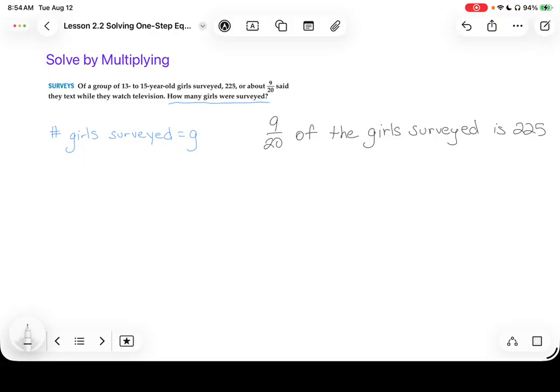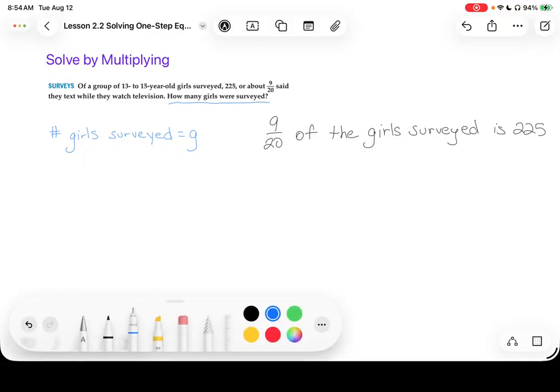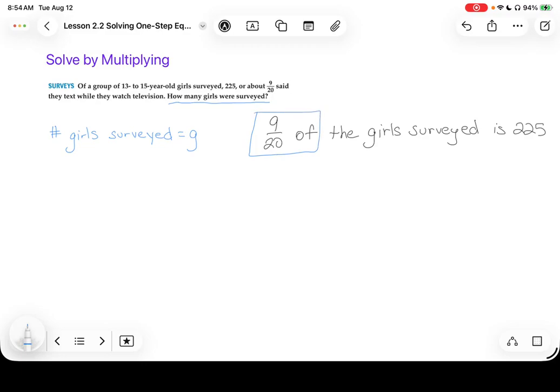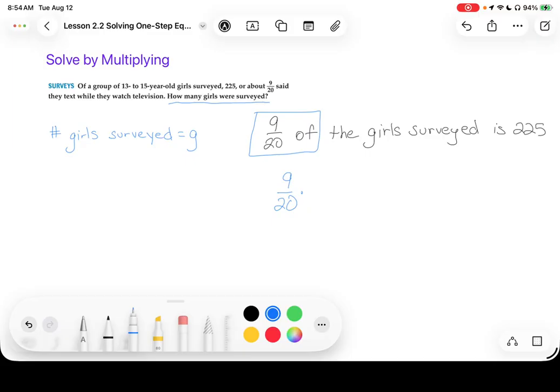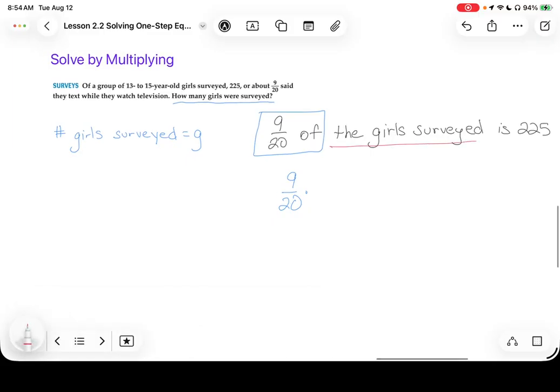So let's turn the sentence into an equation. 9/20ths of means 9/20ths times. The girls surveyed is my variable, number of girls surveyed, so times G. And then is 225 means equals 225.